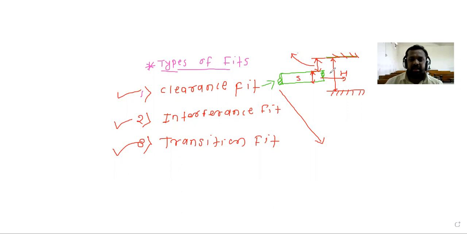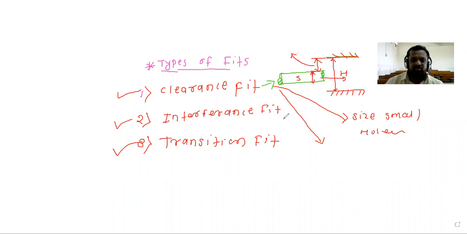Means we can easily write here. Okay, in that clearance fit, the size of shaft is small, and the size of hole it will be the larger. Okay, when such type of the arrangement is there, then we can call it as the clearance fit.